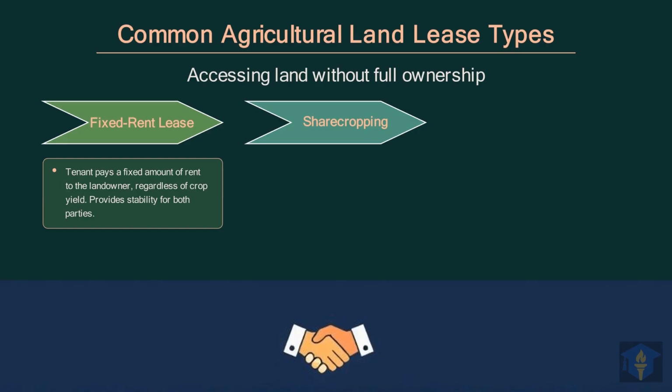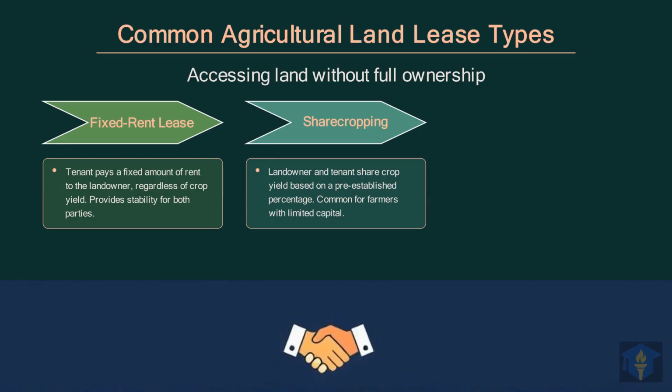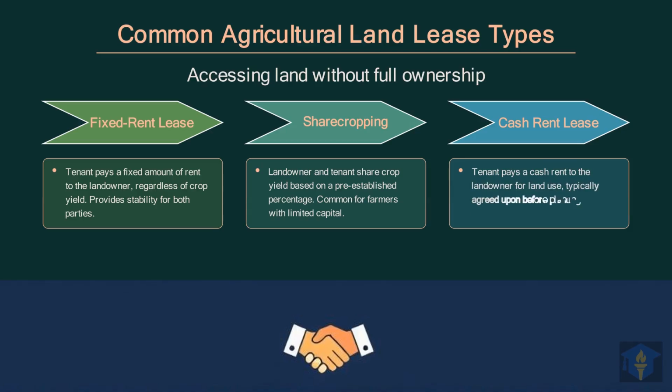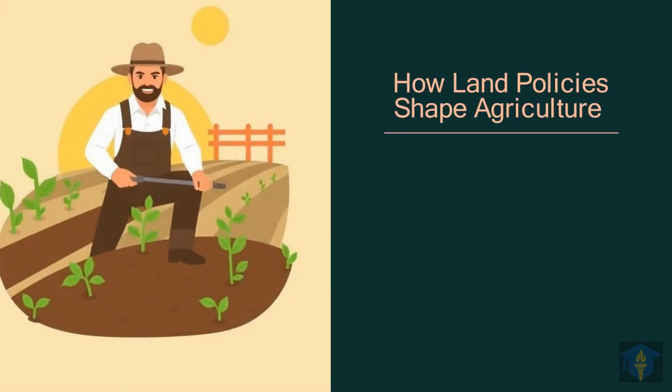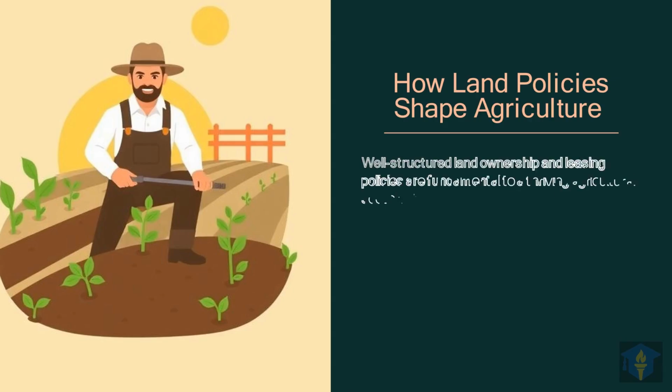Sharecropping involves sharing crop yields between landowner and tenant. They share the crop based on preset percentages, helping farmers with limited capital. Cash rent lease uses cash payments for land use agreements. Tenants pay cash rent agreed before planting, common in large-scale agriculture. Now let's explore how land policies shape agriculture and influence farming practices.